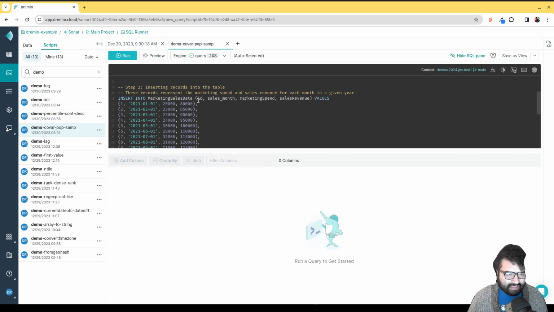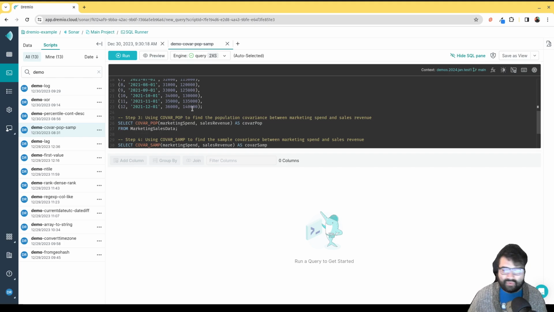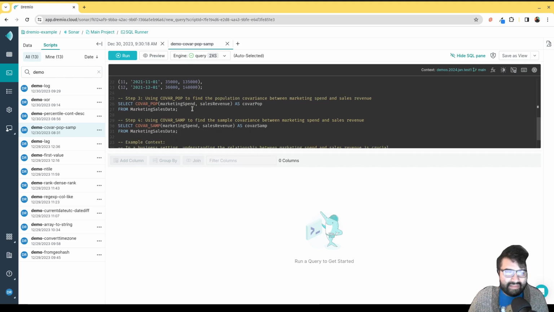So first, let's take a look at the data. Again, this is the marketing spend, and here is the revenue that's associated with it. If you take a look at it, we spent this and got that. You notice that the two numbers are generally moving in the same direction, meaning the more we spend on marketing, the more is being generated in revenue. So generally, what you would expect is that the result of the covariance should be positive.